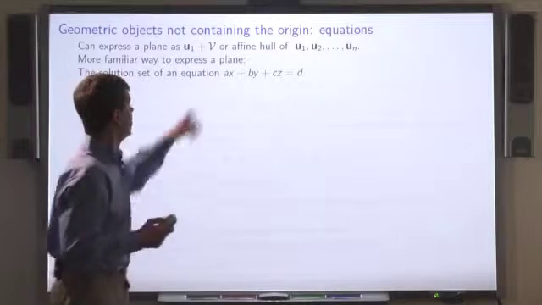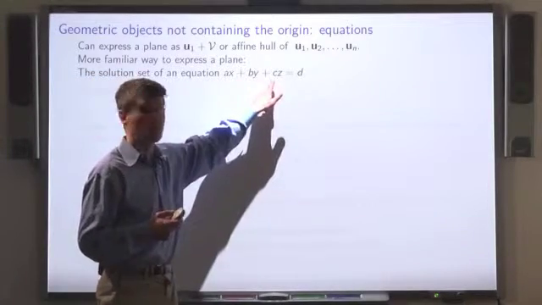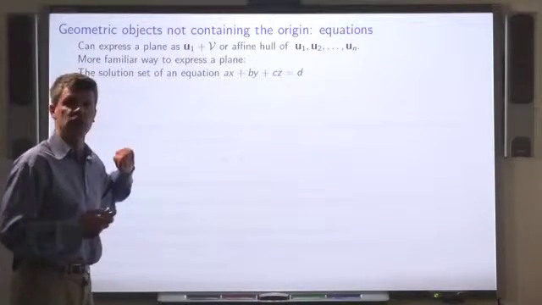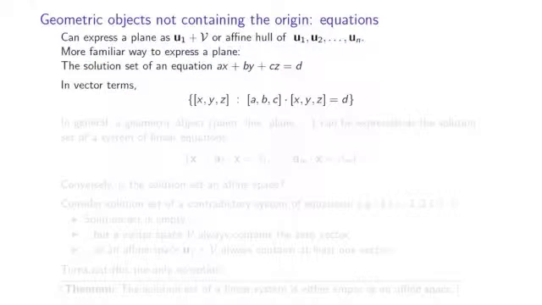There's a more familiar way as the solution set of an equation, ax plus by plus cz equals d. Let's rewrite this using vector notation. It's the set of all x, y, z such that the dot product of (a, b, c) with (x, y, z) equals d.